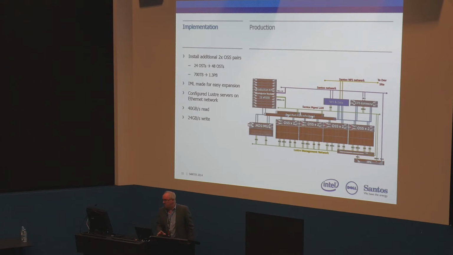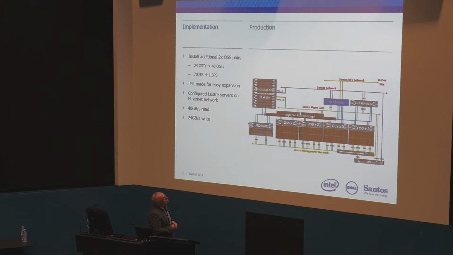Once the pilot system was finished and the feedback from the geoscientists was all good, we then expanded it by adding another OSS pair. So we went to 1.3 petabytes on the primary file system. At Santos, we also configured Lustre to be served out via the Ethernet network as well, so that some of the clients that required NFS access could access the Lustre file system directly over Ethernet rather than InfiniBand. That saved some of the load on the NFS exporter.